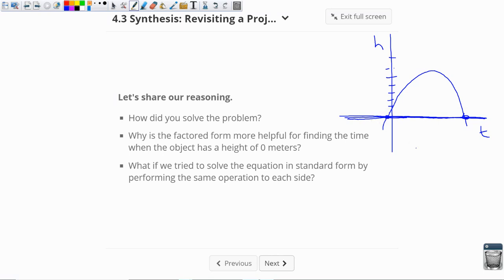What if we tried to solve the equation in standard form by performing the same operations on both sides? So let's say we had negative 5t squared plus 27t plus 18, I believe. If we set that equal to 0 and I subtract 18, then I've got t squared and t, it's a lot more complicated and we don't have all the tools yet to do that. So we really need it to be in factored form in order to use zero product property.